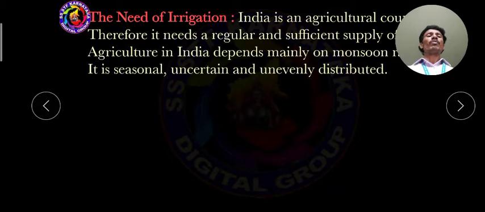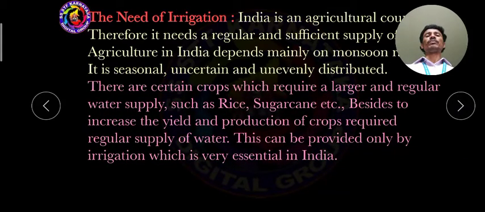Most of the time the rain is received unevenly. It means it is not equally distributed. So that is the reason we need irrigation. And there are certain crops which require larger and regular water supply. Some of the important crops we grow need large and regular water supply, such as rice and sugar cane. These two crops need a larger and regular water supply.